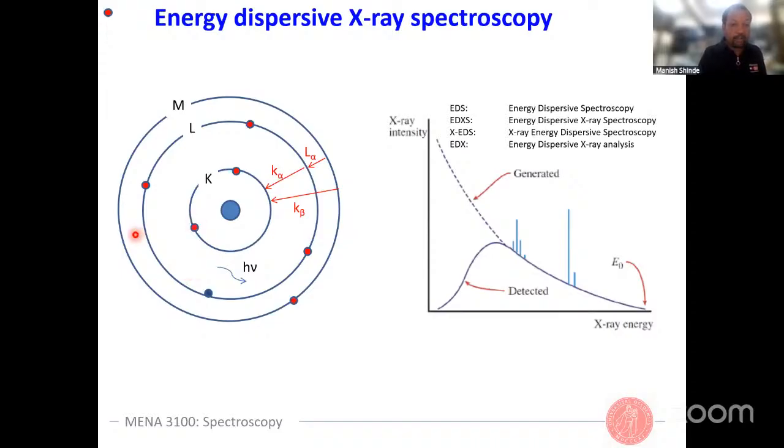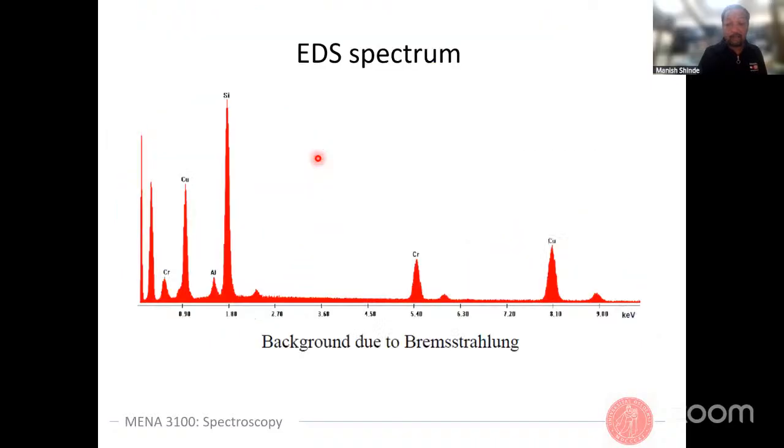You are not getting electron or X-ray emission only from one K shell. You can get it from K alpha, K beta. You can get it from M alpha, M beta, L alpha, L beta. So that is why you are getting these different peaks, based on the energy level of that particular shell, K shell, L shell, M shell. You are getting different peaks of the same element.